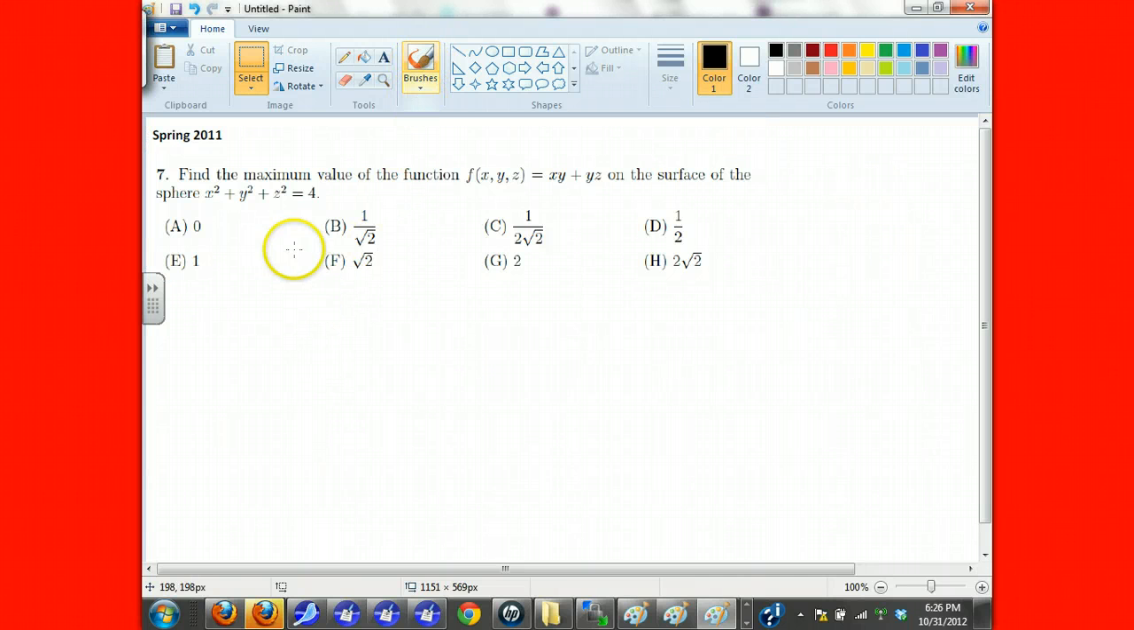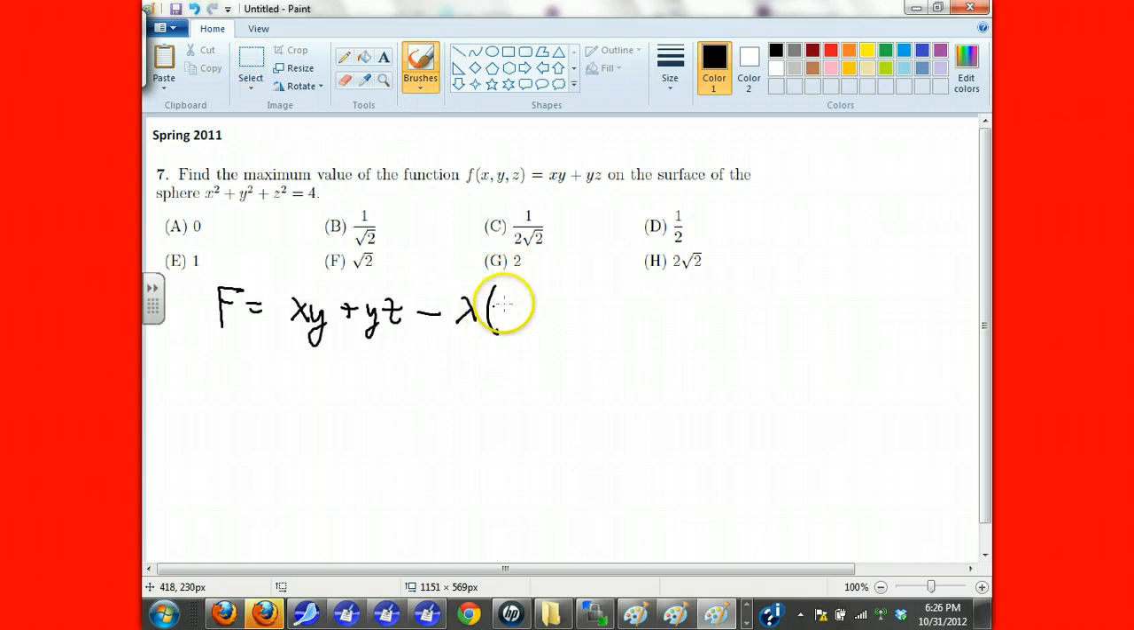Let's go ahead and set it up as capital F is the little f, minus lambda times g. Now g is the constraint, remember, but set equal to 0. So x squared plus y squared plus z squared minus 4. And we take the x partial and the y partial like we've been doing. Let's also take the z partial now.